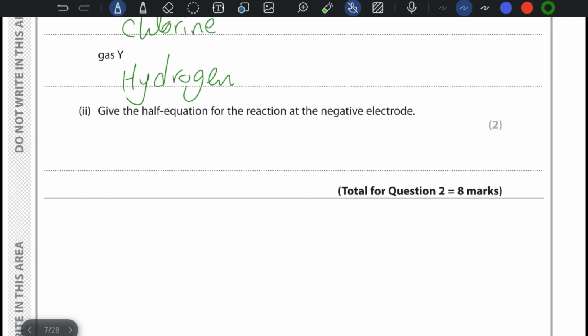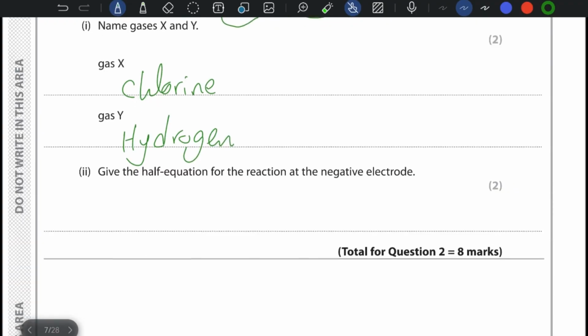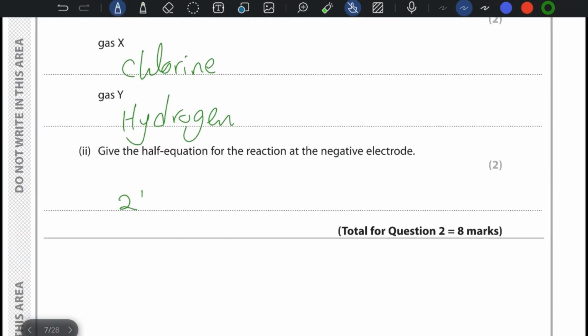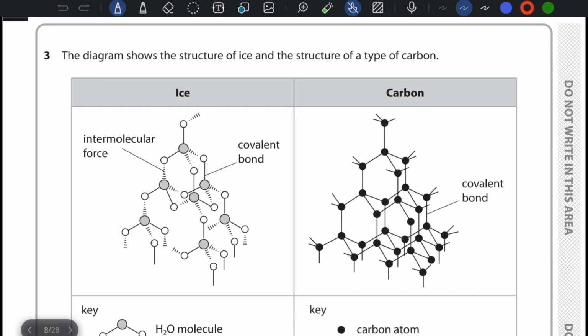Gives a half equation for the reaction at the negative electrode. At the negative electrode, hydrogen is formed, so we can write 2 hydrogen ions plus 2 electrons gives H2. That's for question 2.